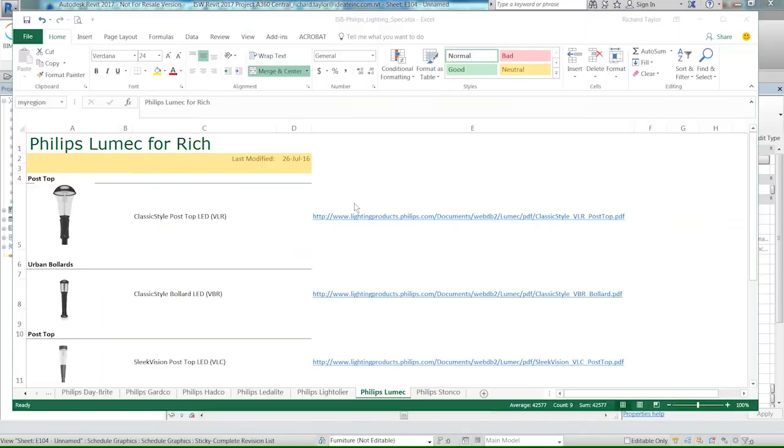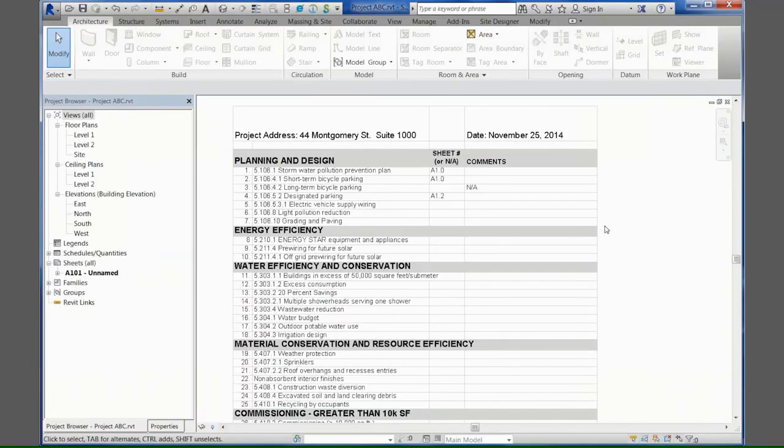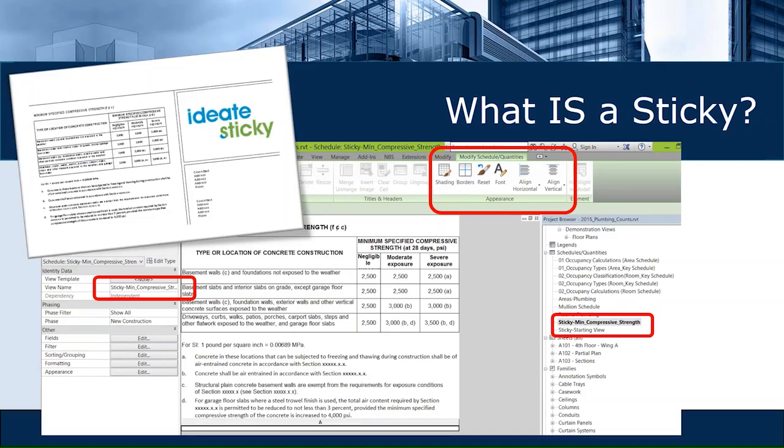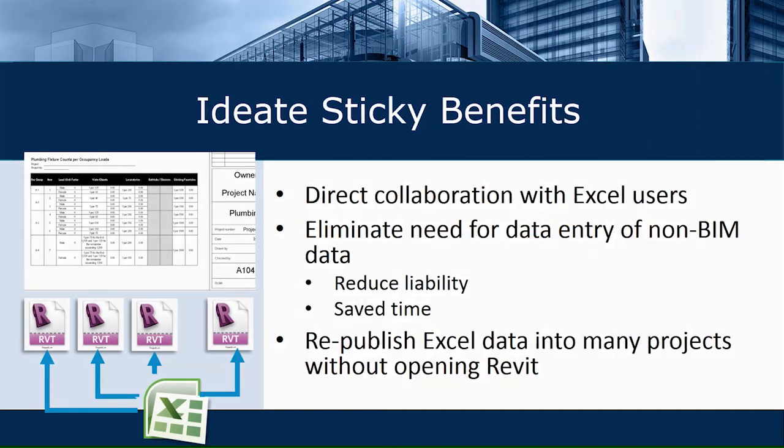Let's go back to my presentation here. And so I've already said what a sticky is. It is a schedule header. It allows you to have direct interface with other Excel users. So people that don't even know Revit, they could be working in Excel to be doing their code lists, their general notes, their design criteria. And then you can publish that Excel data into multiple projects.